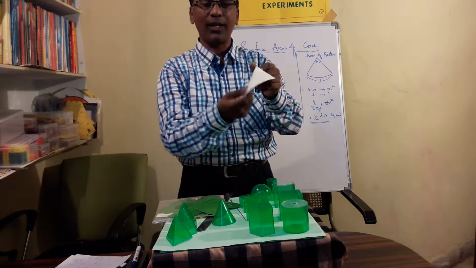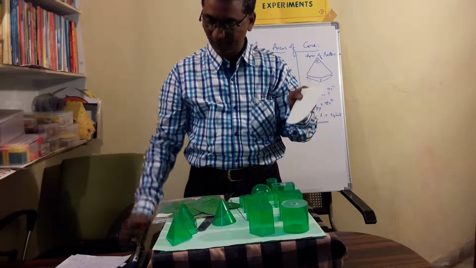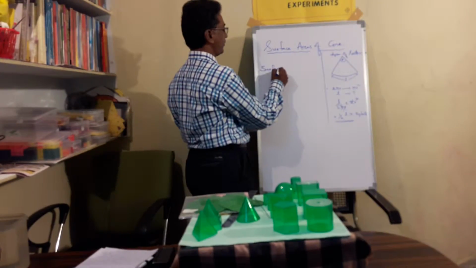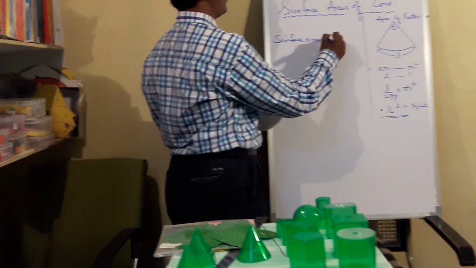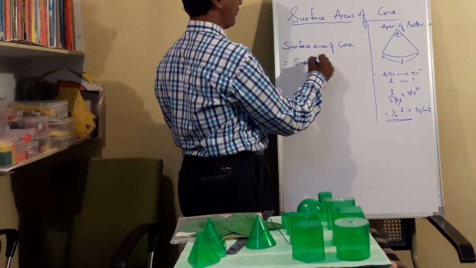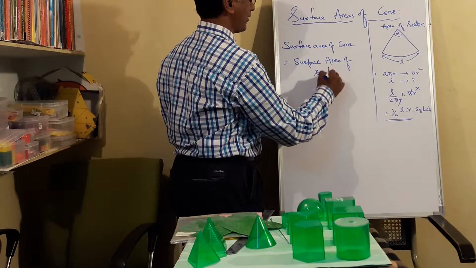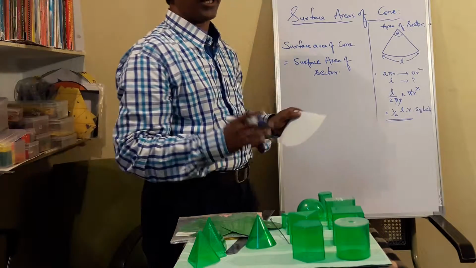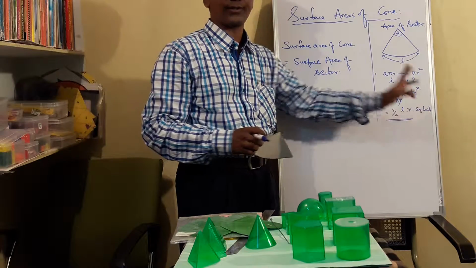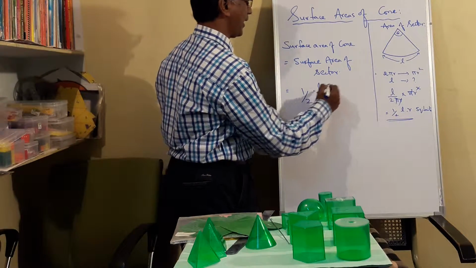See, what is the area of the cone now? The area of the cone is nothing but the surface area of a sector. I am writing the same: surface area of the cone is equal to the surface area of the sector. The surface area of the sector, as I explained in my previous videos, is half L R square units.